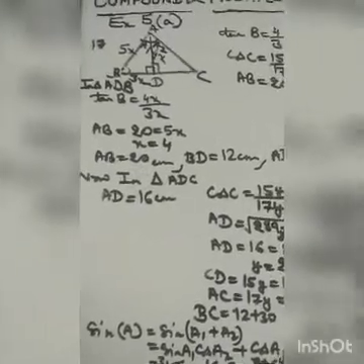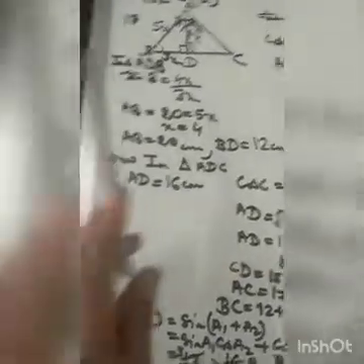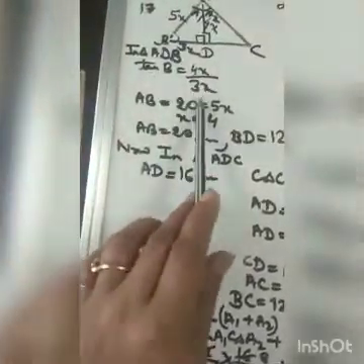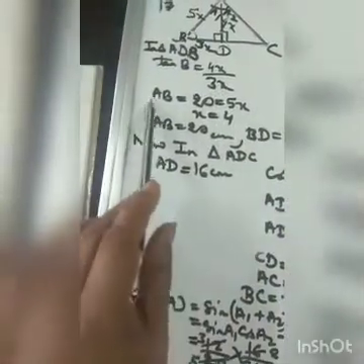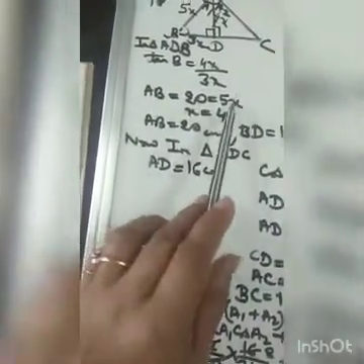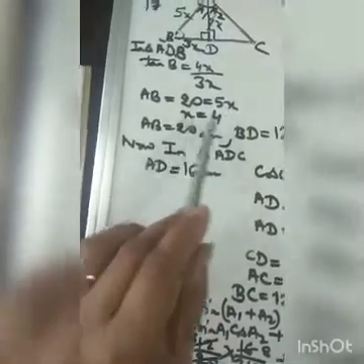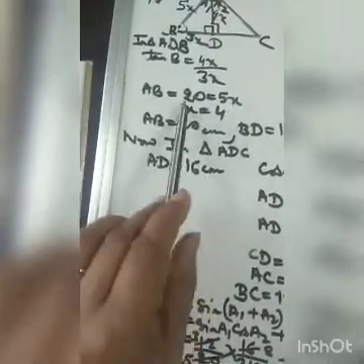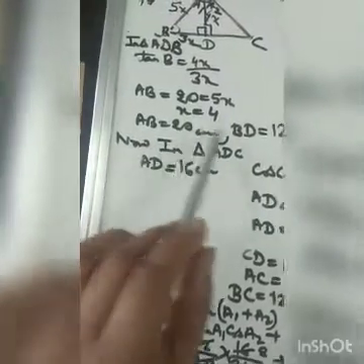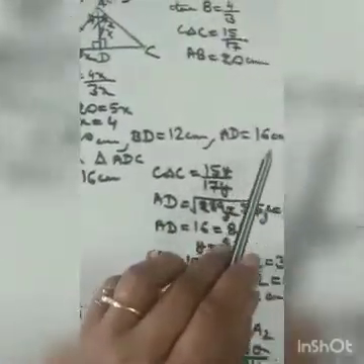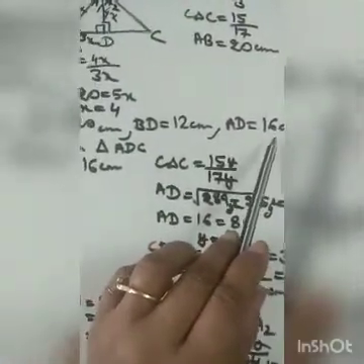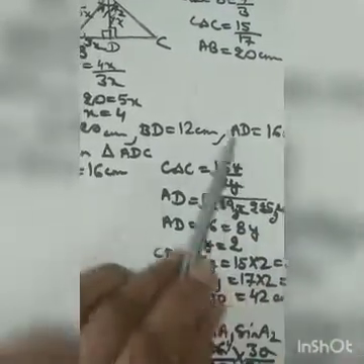First and foremost, according to the question, since it is given tan B is 4x upon 3x, and AB is 20, therefore, by Pythagoras theorem, AB becomes 5x. Hence, x is equal to 4. Therefore, AB is 20, BD is 12, and AD will be 16 centimeter.